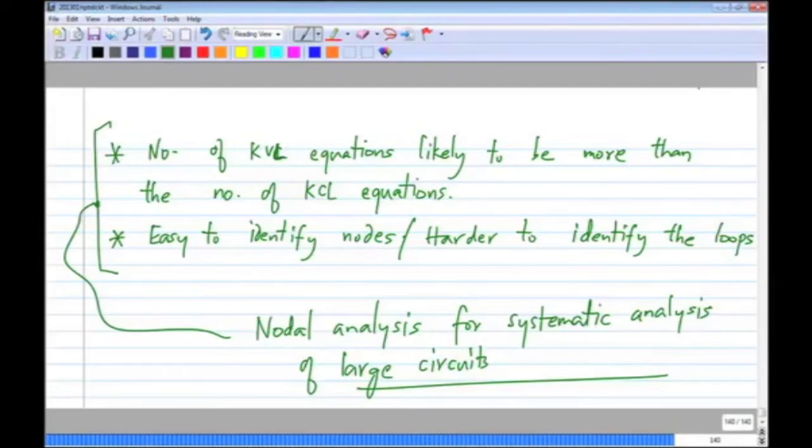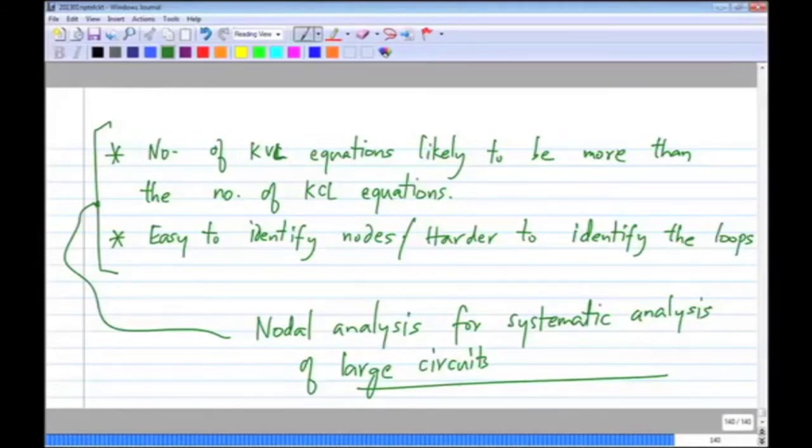Okay. So this is just to say that you end up using nodal analysis for systematic analysis of large circuits. So far what we have done is to look at nodal analysis and mesh analysis. We can systematically write down equations for the two cases. If you have only current sources and resistors, nodal analysis comes out with a nice structure. Similarly, if you have only voltage sources and resistors, mesh analysis equations have a nice structure. But either of these can be used even when you have other sources.